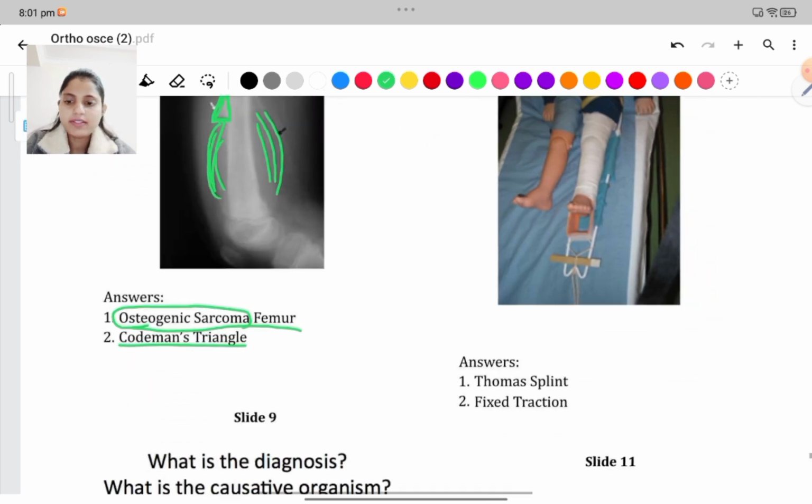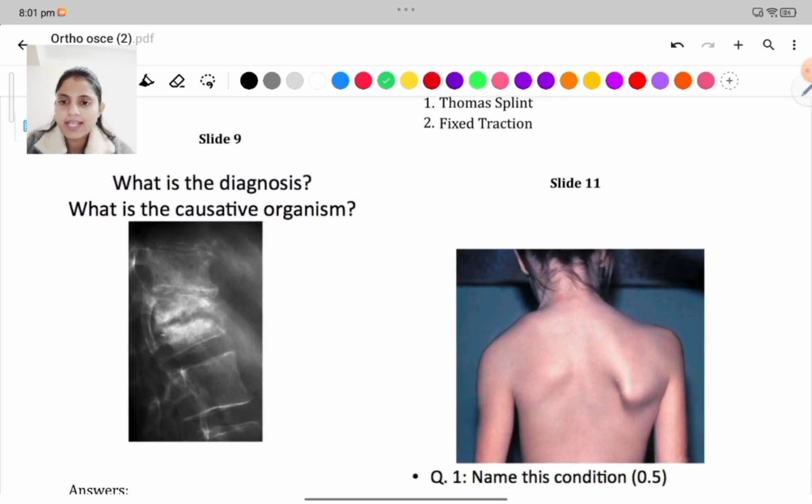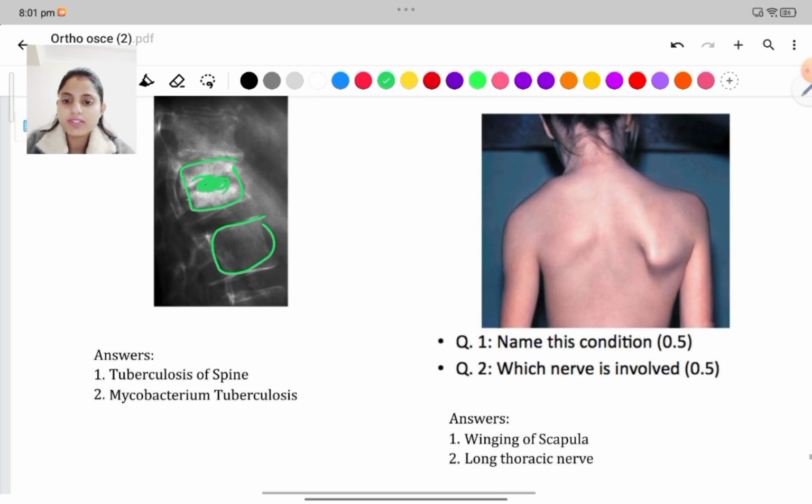Question number 9. What is the diagnosis and what is the causative organism? Here we can see this is the spine, and the spine has been eaten away by the microorganism. So this is tuberculosis of the spine, and the causative organism is Mycobacterium tuberculosis.